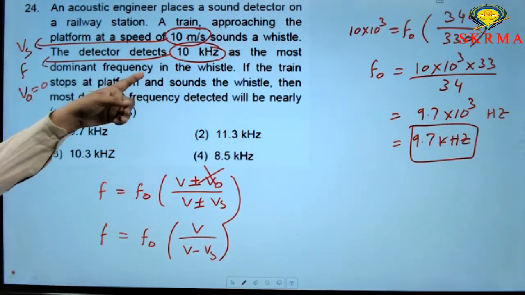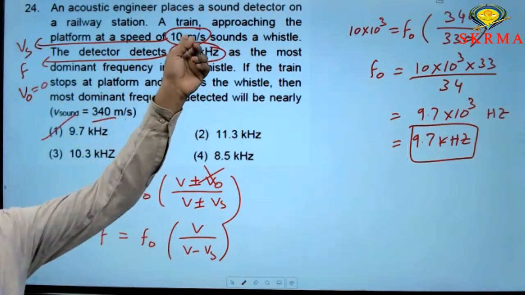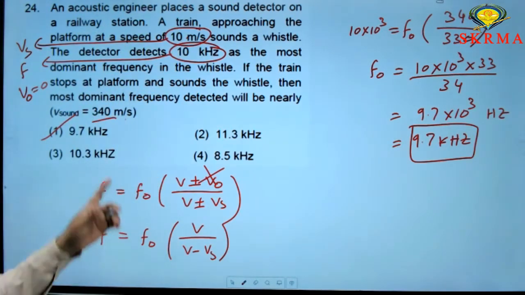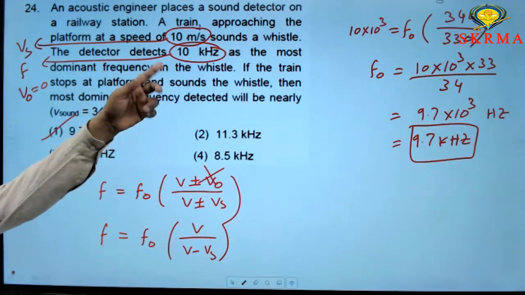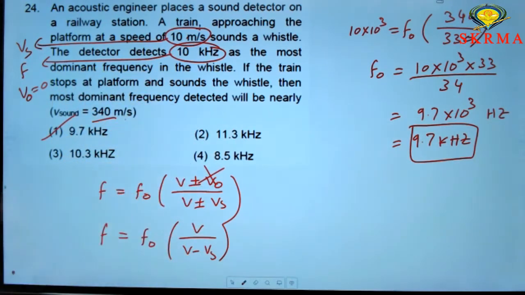So this is not the original frequency. So this is the observed frequency. So when the object or train is at rest, then that is the original frequency. Original frequency of the train, f naught. f naught you have to calculate, not f.